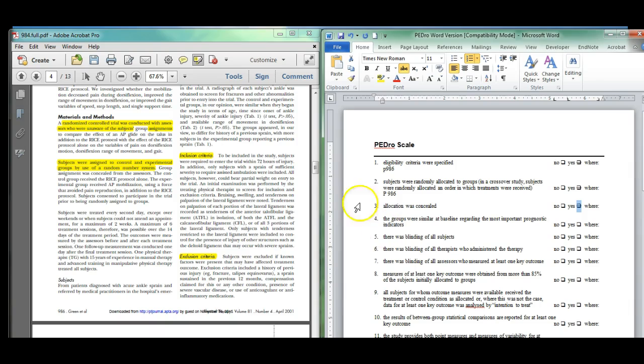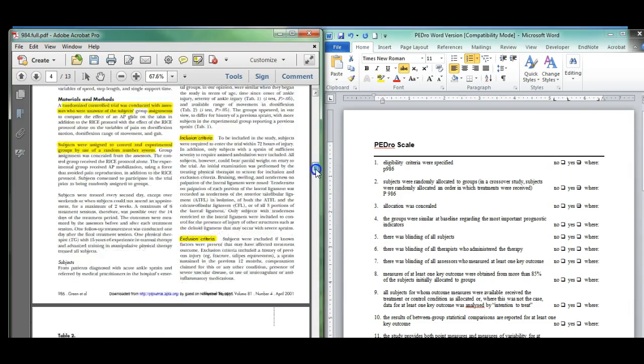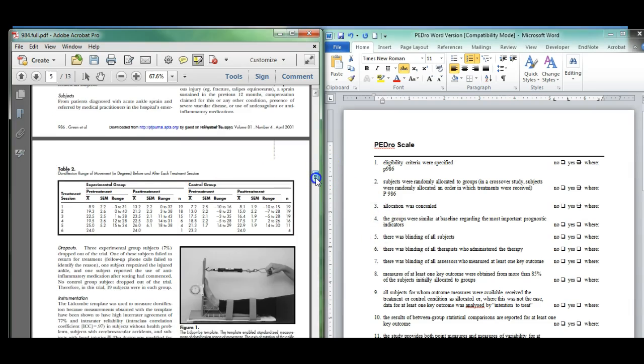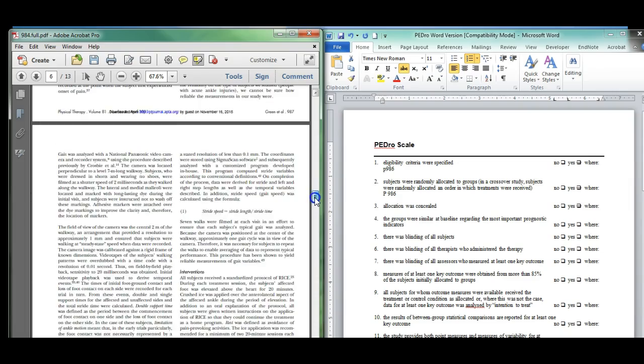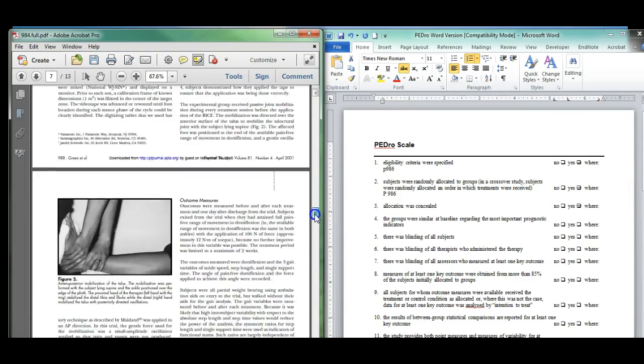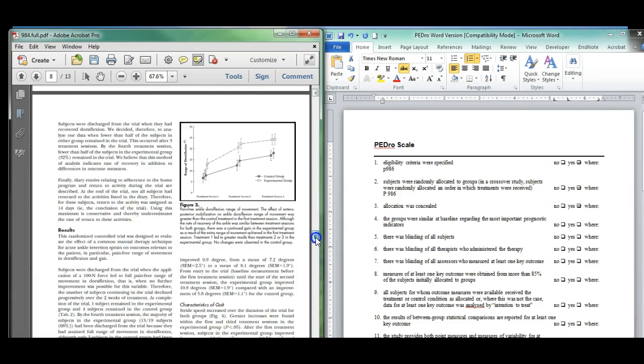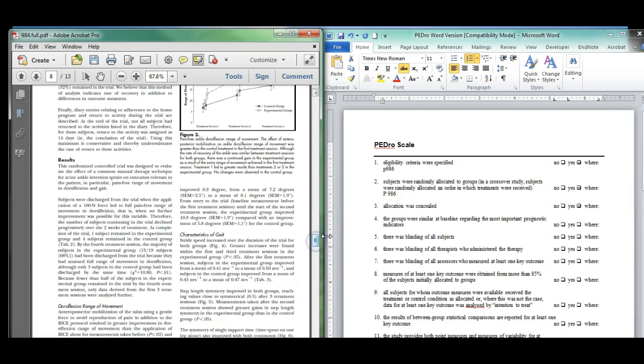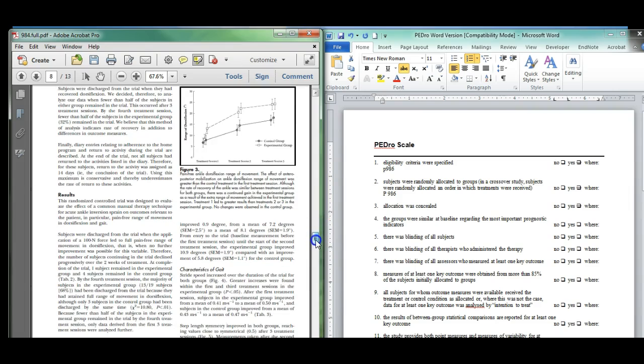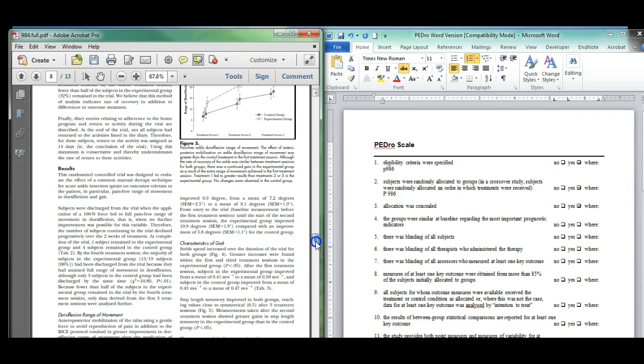The groups were similar at baseline. In order to determine whether or not the groups were similar at baseline, we would have to go to the results section, where hopefully the authors state that. We'll have to take a look at whether or not they do. As I go into the results section, there really isn't anything in this research article that makes me believe that they looked at the groups and whether or not they were equal at baseline.